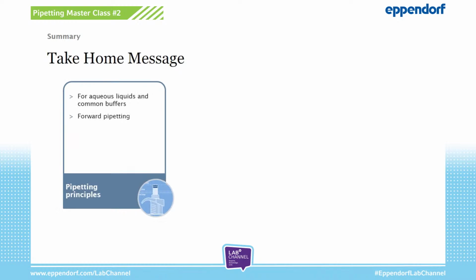So with this webinar, we wanted to point out certain aspects to be aware of when using air cushion pipettes. Due to the functional principle, these are ideal for transferring aqueous liquids in common buffers. Moreover, they are designed for forward pipetting. Reverse pipetting, in which slightly more liquid is taken up than later dispensed, is more or less a workaround for pipetting difficult liquids. In this case, a positive displacement system should be preferred.